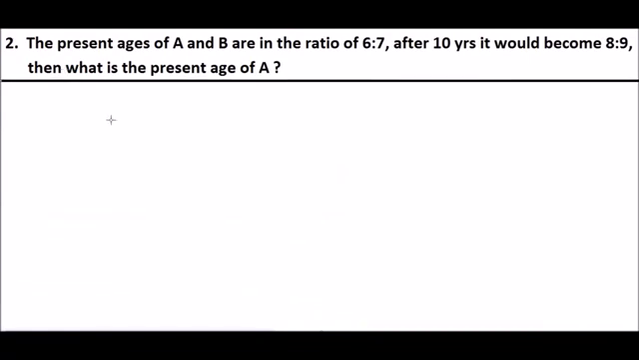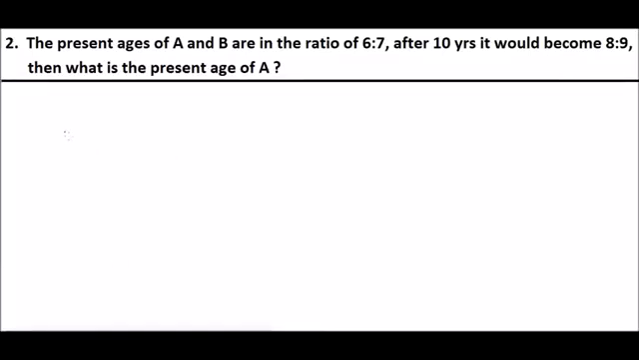First, read it properly. The present ages of A and B are in the ratio 6:7. After 10 years, it would become 8:9. Then what is the present age of A? Now, you should do this question very quickly. Try this one with the conventional method as well as the shortcut. From the next question onwards, we won't go for the conventional method. We will continue with the shortcut. Please start with the conventional method.